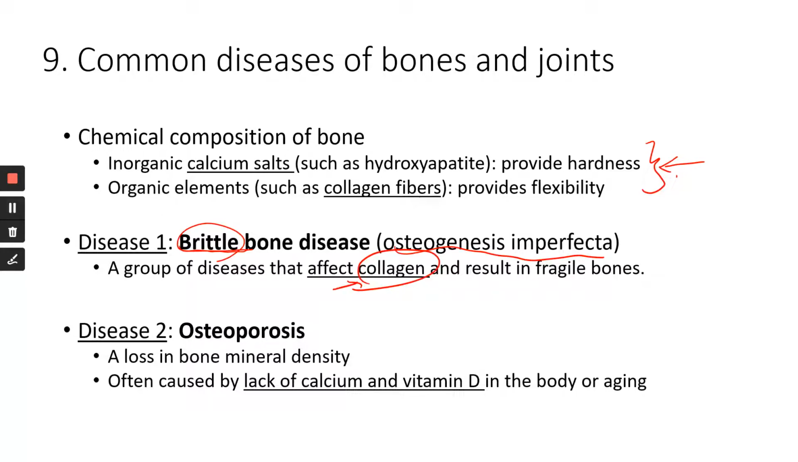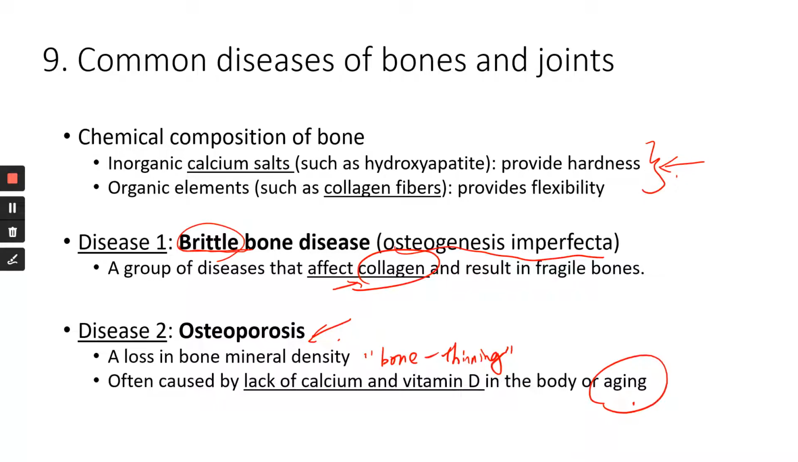The second disease is called osteoporosis. You have probably heard this quite often. I know on TV there are a lot of ads for drugs that target this disease. Basically it's a loss in bone mineral density. You can think of it as a bone thinning disease. This is often caused by lack of calcium and vitamin D in the body. We mentioned this, right? Without the calcium, without the mineral salts, your bone just lacks that hardness.